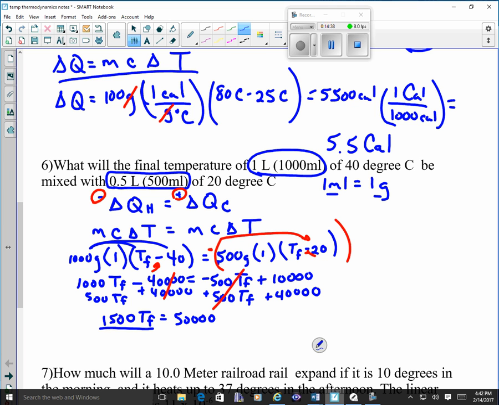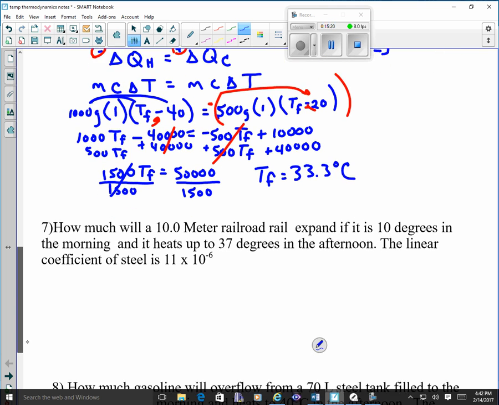We're going to divide both sides by 1,500 to get the TF by itself. And so that cancels out. My final temperature for both of them put together is 33 point something, 33.3 degrees Celsius. So the hardest part of this whole thing was that you always make the cold side negative, because once again, if you're subtracting these numbers, you got to subtract a negative and make it positive because that cold water's got to heat up. Okay, so I don't know how else to describe that, but just make the cold side, multiply that by negative, and you're in good shape.